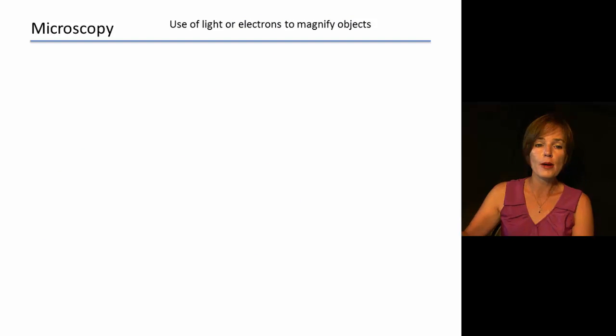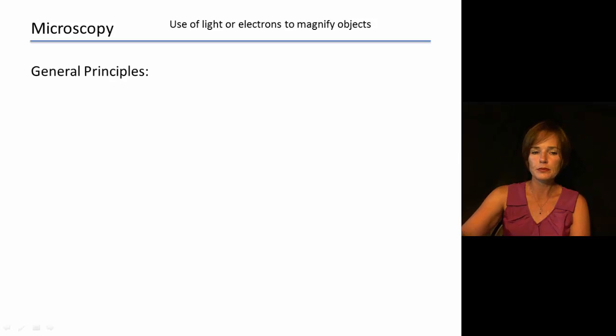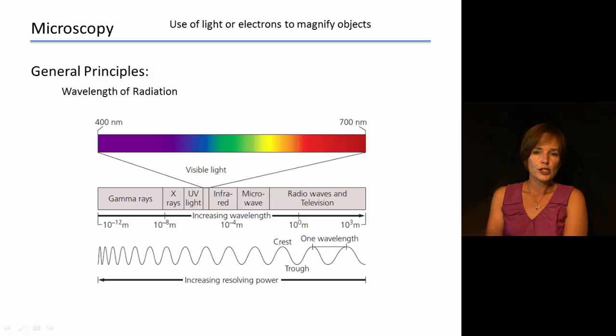So if we talk more about microscopy and what this involves and the basic principles of microscopy, essentially we're going to be using light or electrons, and these are used to ultimately magnify objects so that we're able to actually see them and study them. There are some general principles that apply when we start to talk about microscopy. These are the principles that our microscopes are really built on. The first one is wavelength of radiation.